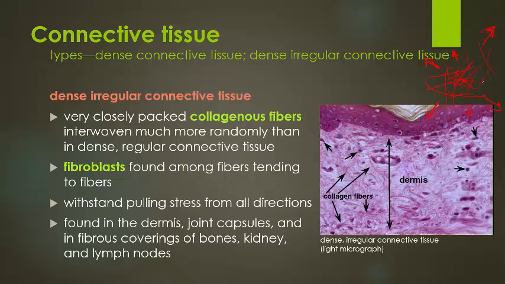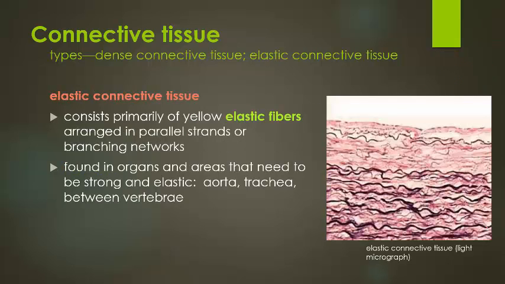And so we find dense irregular connective tissues in the dermis just below, and that's what we're looking at here with this picture. So here is the epidermal layers, here's the dermis, and it's composed primarily of this dense irregular connective tissue. In the fibrous coverings of bones and kidneys and the lymph nodes as well, and in the material that covers and encloses the joint capsules. So we see dense irregular connective tissues in places where the pull is going to come from a whole bunch of different angles.